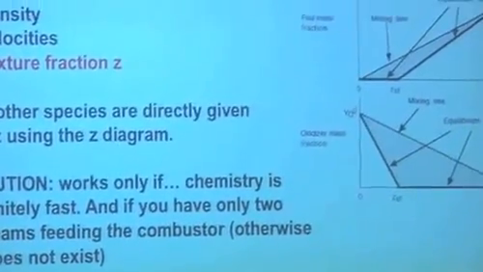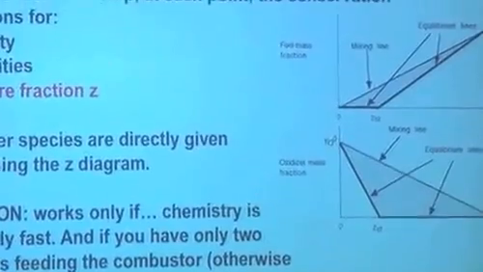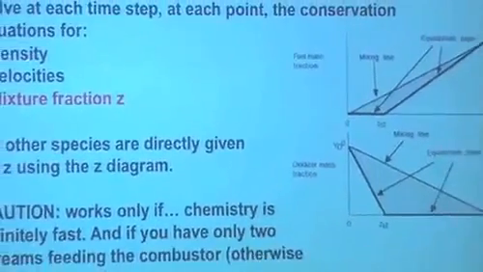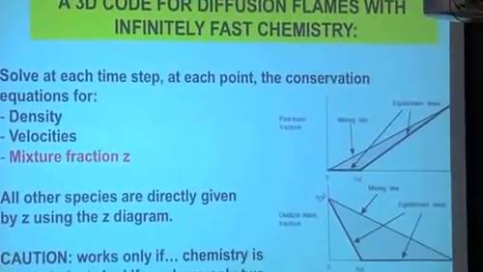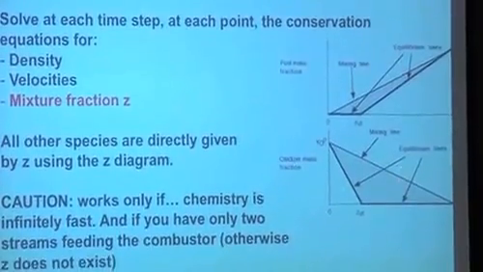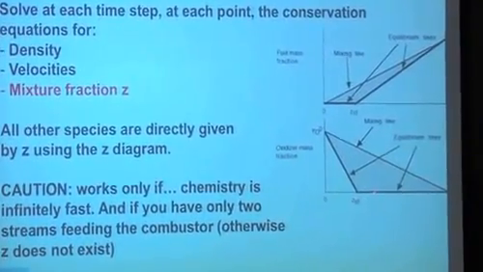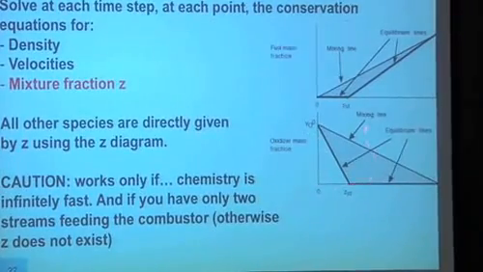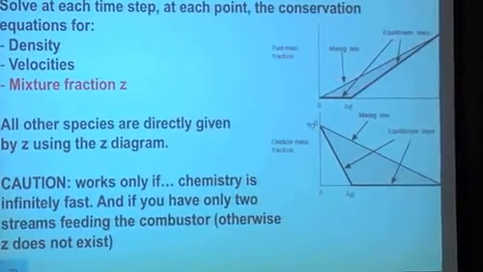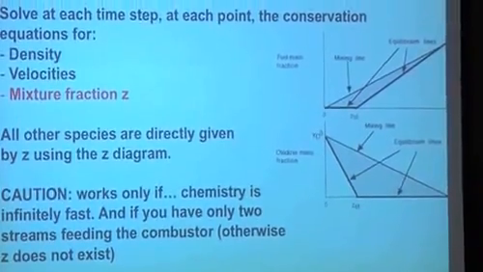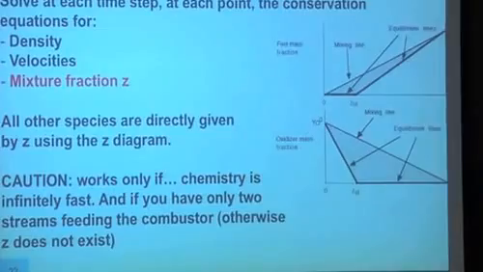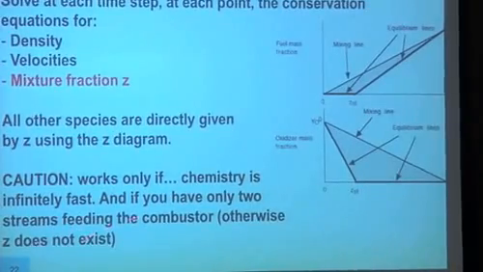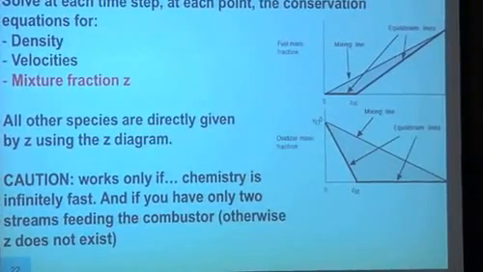So if you want to use a 3D code with infinitely fast chemistry, again, I talked about that yesterday, you will solve for density and velocity and for mixture fraction. Once you have Z, you will just go here, and the tabulation, if I can say so, will tell you, okay, if Z is here, this is the oxidizer mass fraction, and this is the fuel mass fraction. So this is the simplest tabulation you can imagine. And this will work if chemistry is infinitely fast, because these diagrams are written for infinitely fast chemistry. And if you only have 2 streams feeding the combustor.